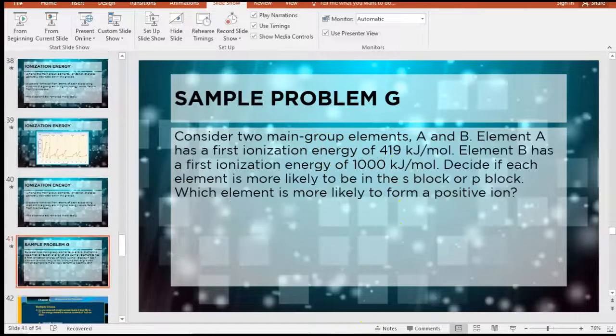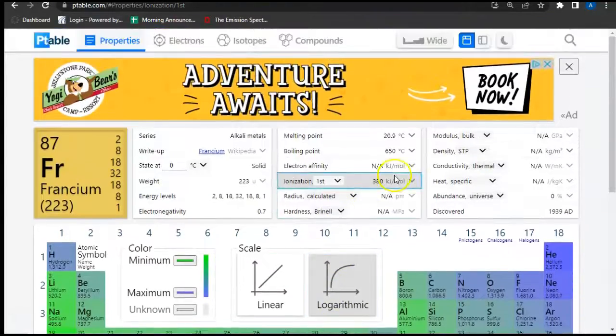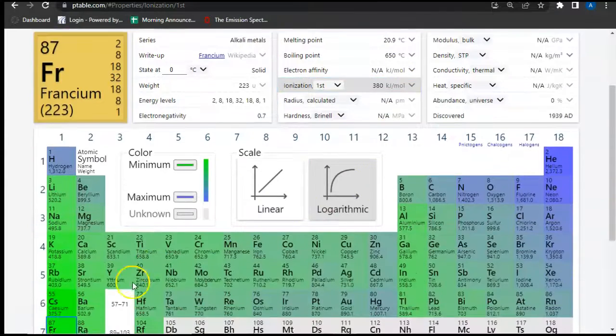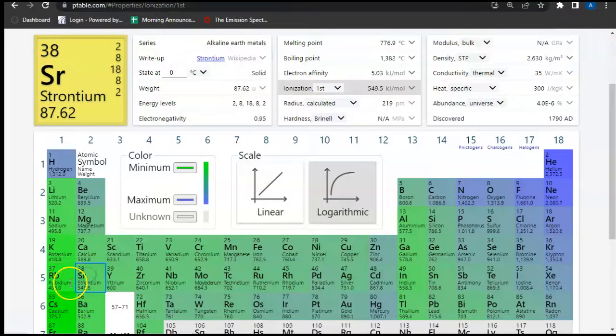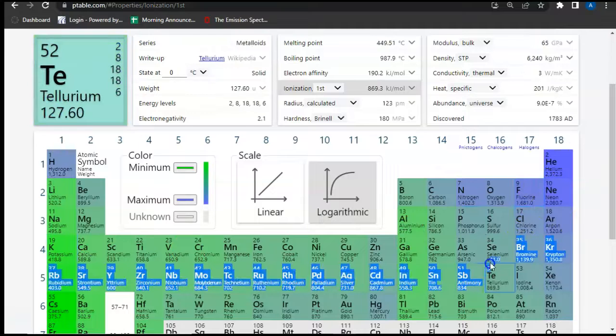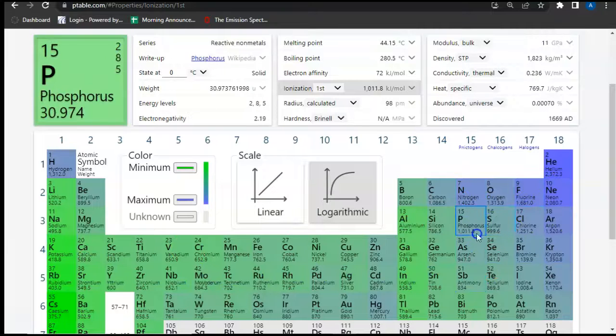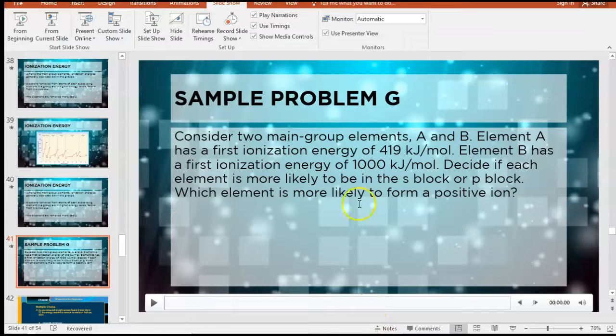Well, let's take a look, because we can actually look at the numbers here. So remember, I said francium's the lowest with like 380. So we see how there's like some 400s over here. This is my S block. Whereas the thousands, we start to see the thousands somewhere in this area in the P block. So the lower ionization energy happens on the left side on the S block. The higher ionization energy happens over there on the P block.